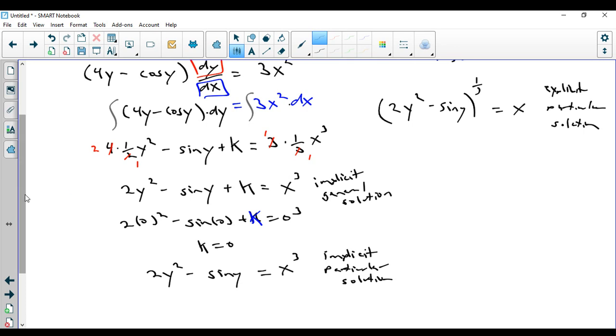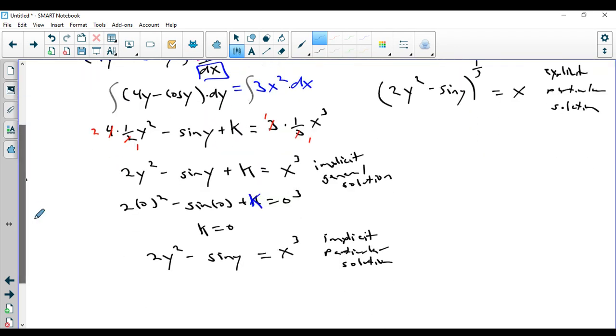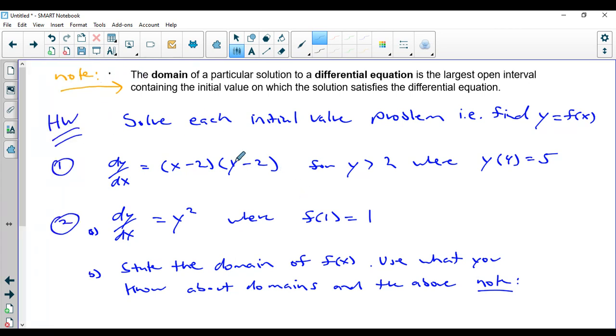All right. So really not too crazily bad. So I gave you two solid examples there. I don't want to go too long with this, so I'm going to get straight to your homework. I'm only going to give you 2 homework questions tonight. All right. Basically solve each initial value problem.